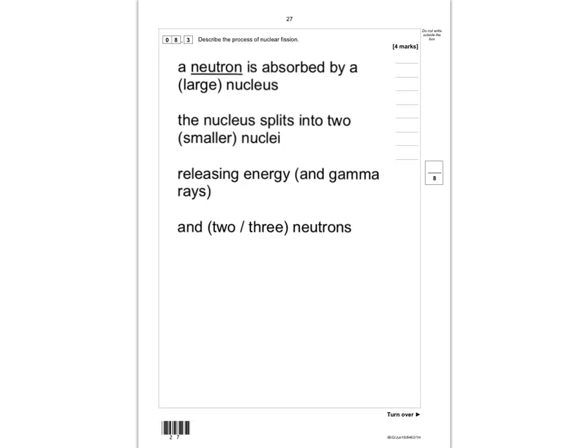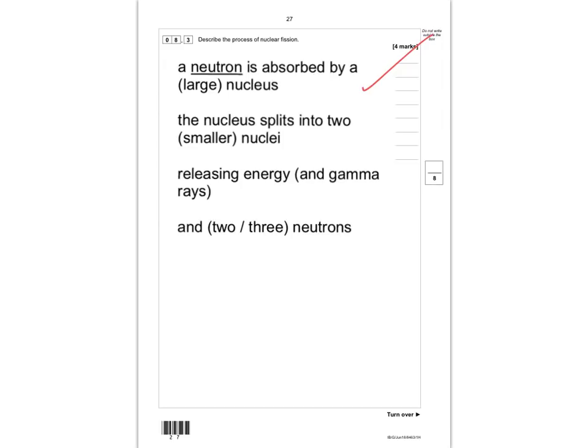But to start the whole process off in a power station, you have to start it off by firing a neutron into the nucleus, and that neutron is absorbed by the large nucleus, and that causes it to become unstable. So the first mark is shown there for saying a neutron is absorbed by a nucleus. So if you had uranium or plutonium in a power station, you'd have to fire a neutron in there first, and that would make that nucleus become unstable, and then the nucleus would split.